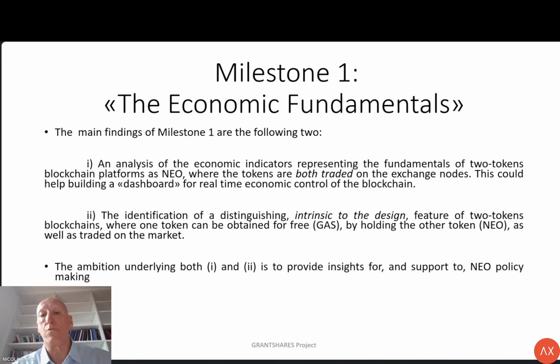What is the economic content and how to represent the economic content of such a blockchain? The second part, which I just sort of mentioned in the final part of the paper, is a short discussion that I will be presenting, though quickly, also on this occasion, on a very intrinsic feature which I identify and which characterizes a two-token economy, where both tokens are traded on the market, and when one of them can be obtained without any out-of-pocket expenditure, just by holding the other token, as it happens in NEO. This kind of economy has a very distinguishing feature which I haven't seen discussed anywhere in the detail that I would like to develop in milestone 2, but which I already, to some extent, anticipate here.